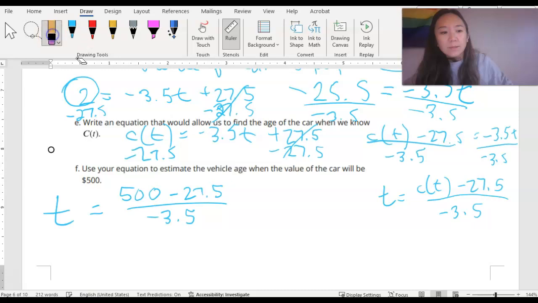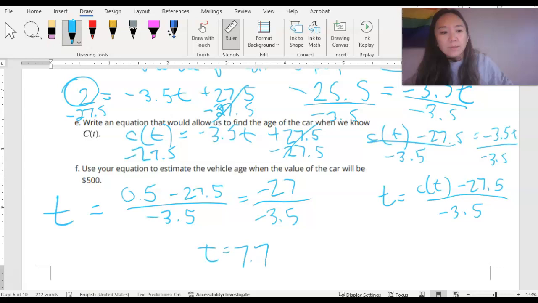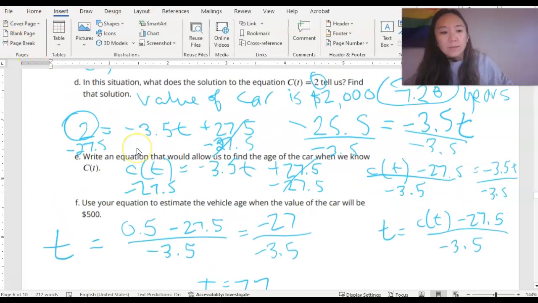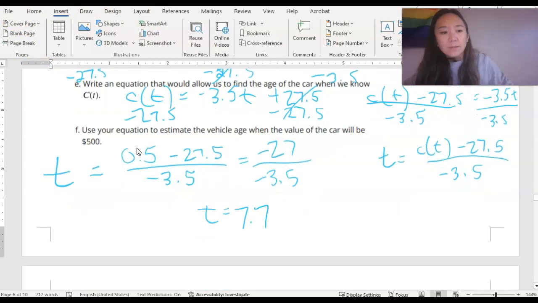Now here, something I have to be careful about is I wrote 500 here. Remember, we're looking at that value in thousands. So 500 in thousands is really 0.5. So we would do 0.5 minus 27.5, which is going to give us just negative 27 divided by negative 3.5. And that will give us t equals 7.7. So it's even more, right? That is going to take us longer to get to 500, sometime in the 7th year.